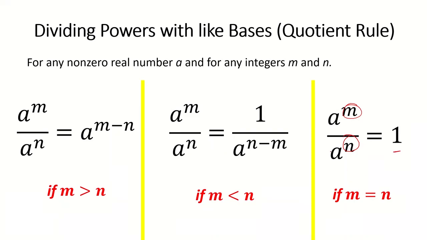So, ito yung ating tatlong case. Yung mas malaki, M. So, ilalagay natin si A sa numerator. Then, subtract the exponents. Dito, mas malaki si N. Kaya ilalagay natin yung A sa baba, denominator. Then, we still subtract the exponents. Here, kung magkapareho lang yung exponents, automatically it's 1.